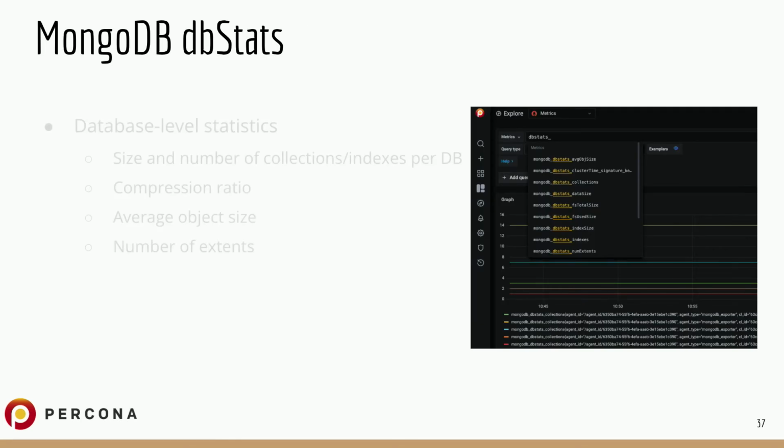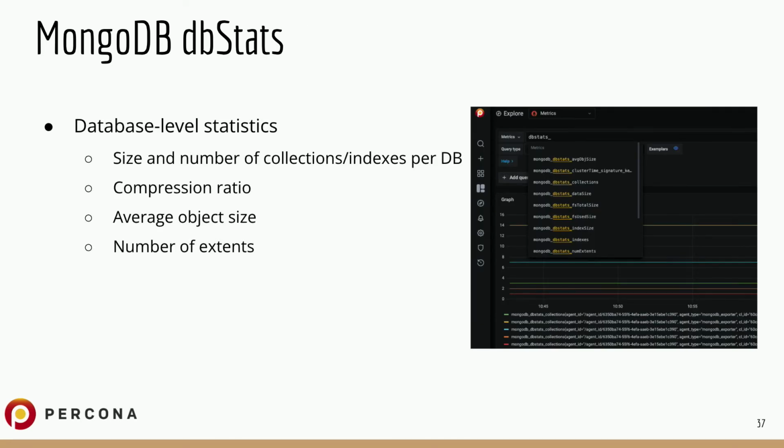So this is how the stats look like. As you can see, we have some new metrics available here in the Metrics Explorer. So you'll be able to see the size and the number of collections and indexes, as well as the compression ratio and things about the object size.